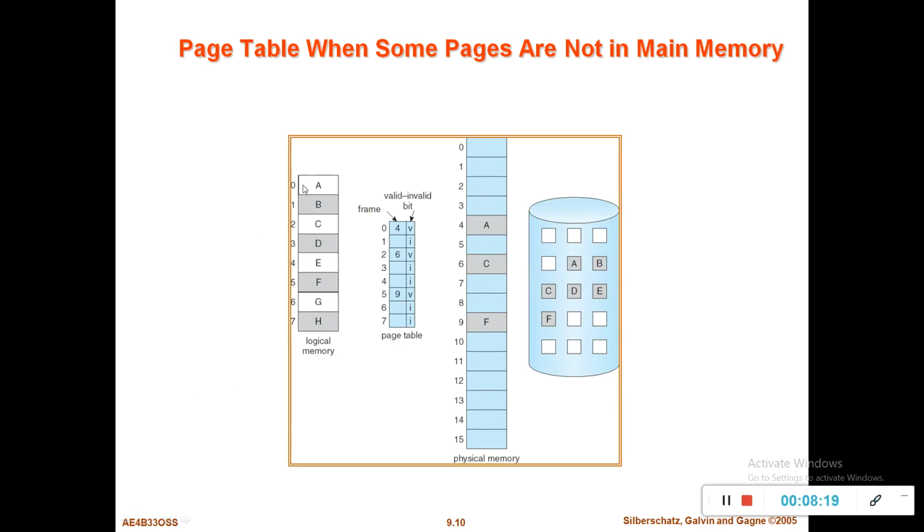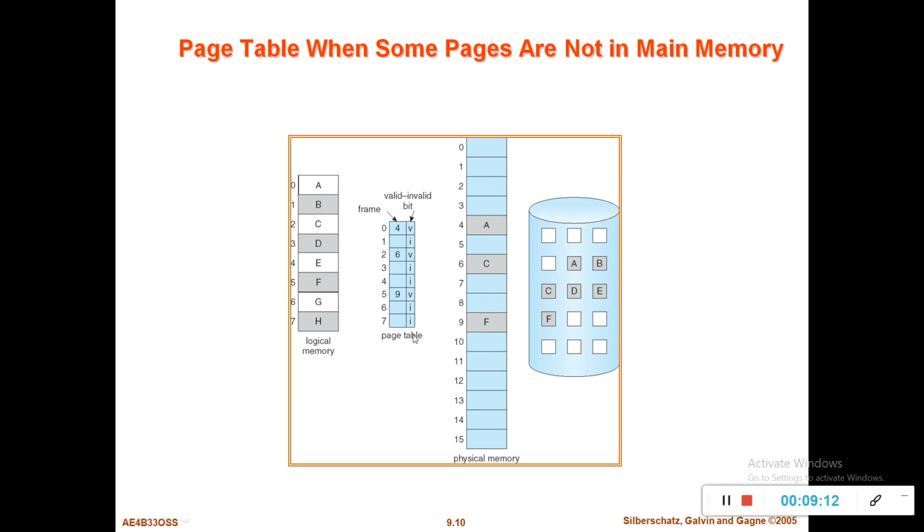In this example, the logical memory has eight pages: A, B, C, D, E, F, G, H. This is the page table, this is the physical memory, and these are the pages in the backing store, A, B, C, D, E, F. Among these, only three pages are loaded into the physical frames of the physical memory, that is A, C, F. Page 0 is in frame 4 containing A, the next is in frame 6 containing C, and frame 9 contains F. The other pages are not loaded in the physical memory; they are in the logical memory and are set to the invalid bit.